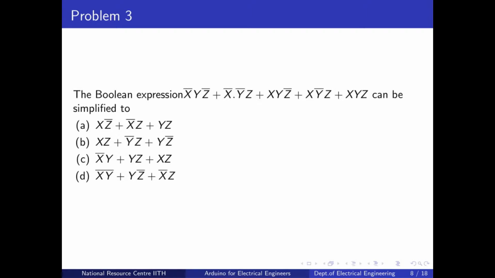So problem 3, the Boolean expression x bar dot y dot z bar plus x bar dot y bar dot z plus x dot y dot z bar plus x dot y bar dot z plus x dot y dot z can be simplified to be: option A, x dot z bar plus x bar dot z plus y dot z; option B, x dot z plus y bar dot z plus y dot z bar; option C, x bar dot y plus y dot z plus x dot z; option D, x bar dot y whole bar plus y dot z bar plus x bar dot z.